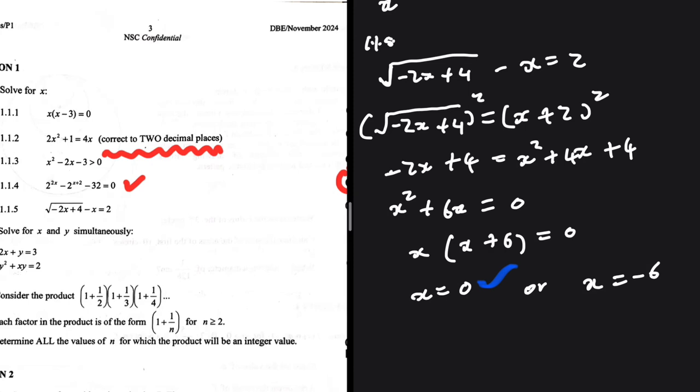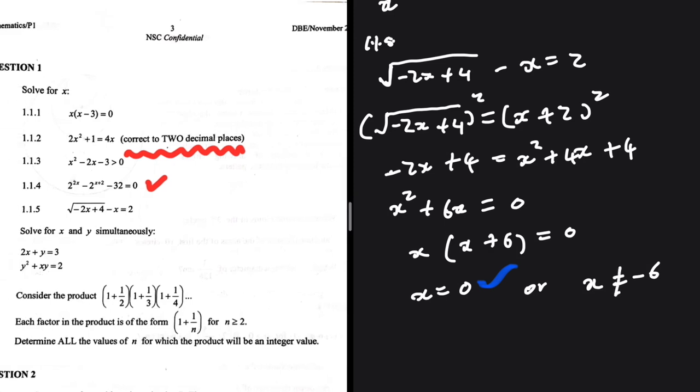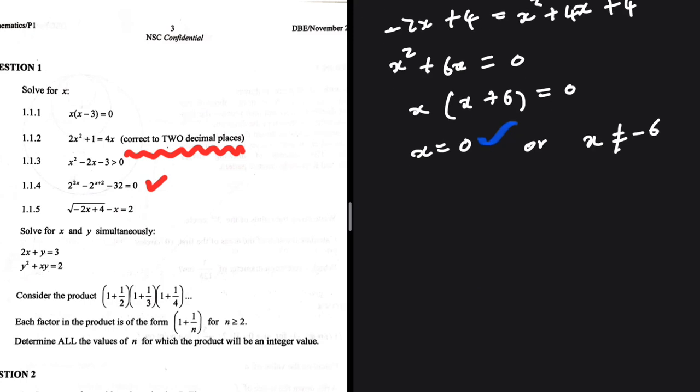Now let me substitute minus 6. So the square root of minus 2 multiplied by minus 6 plus 4, minus minus 6, because that 6 is negative. And then here I get 10. 10 is equal to 2? Obviously 10 is not equal to 2. So x is equal to minus 6 is not true for the equation that we started with. That is 1.1.5.